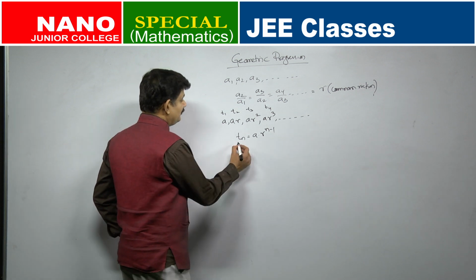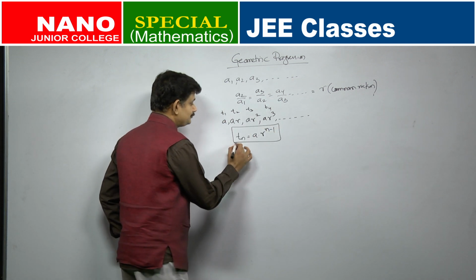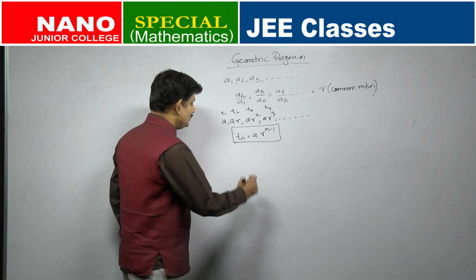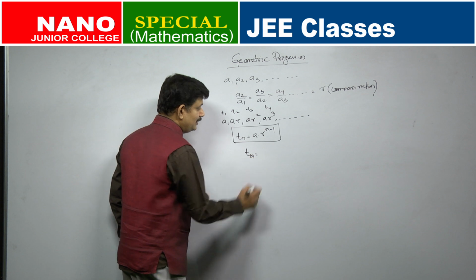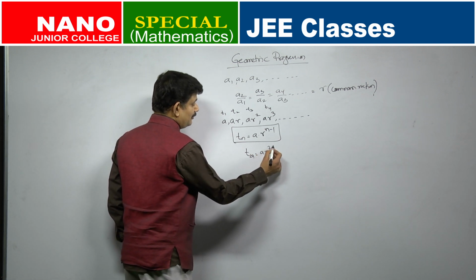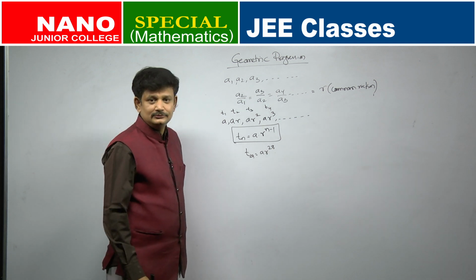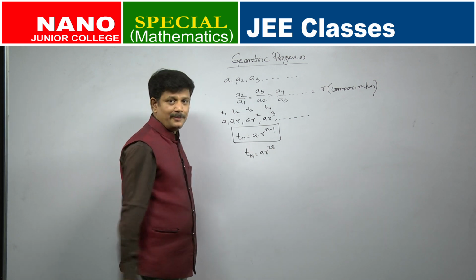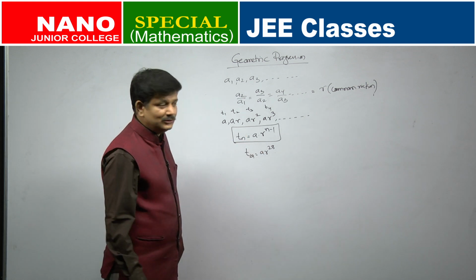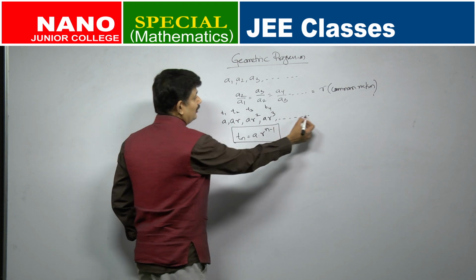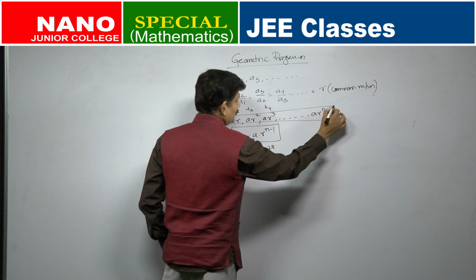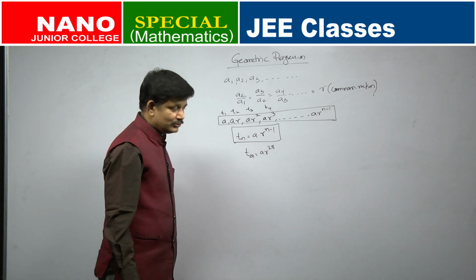Okay. So, the nth term of a geometric progression, what will it be? AR power n minus 1, whatever be the value of n. So, the 29th term T29, what will it be? Put 29 in place of n, it will be A into R power 28. Is the application simple? Okay. So, after discussing the nth term of a geometric progression, it will be AR power n minus 1. This is how your geometric progression will look like.